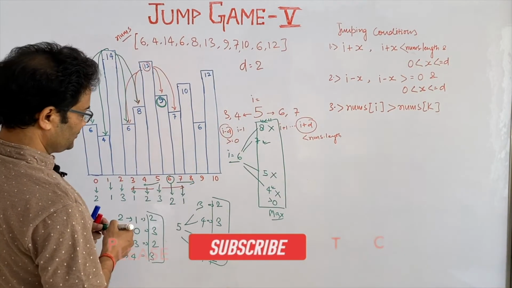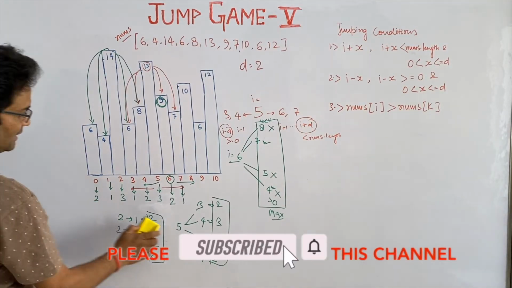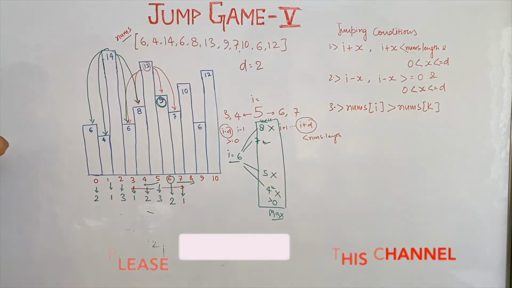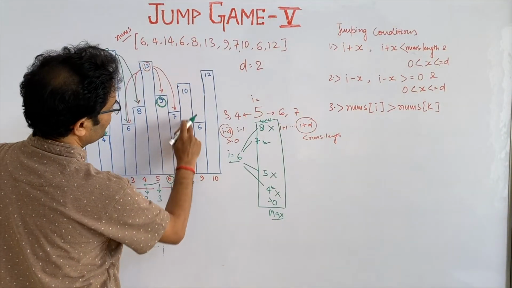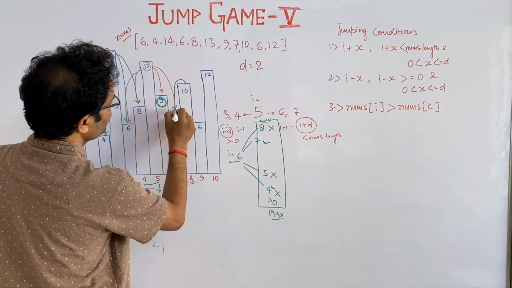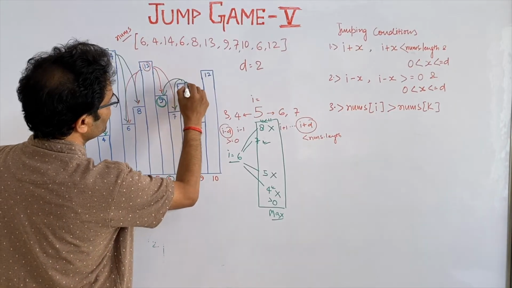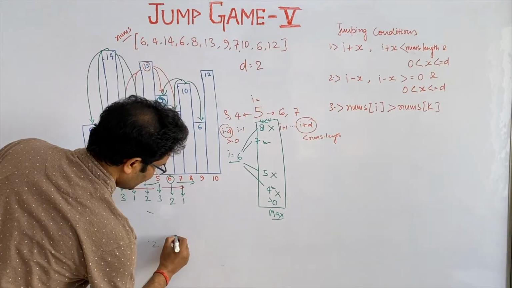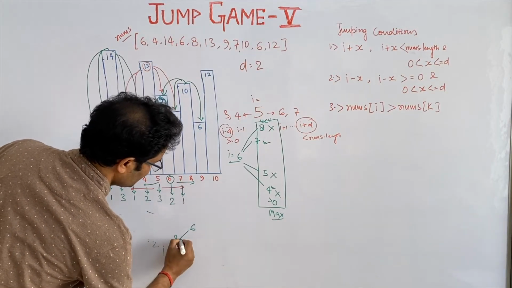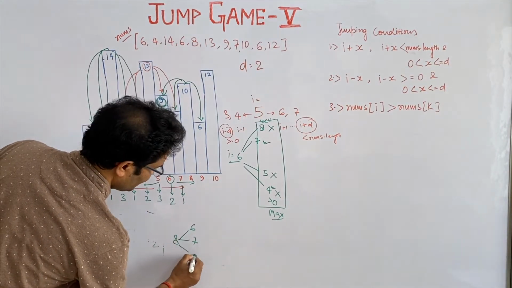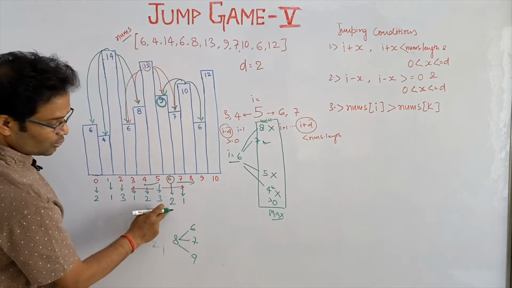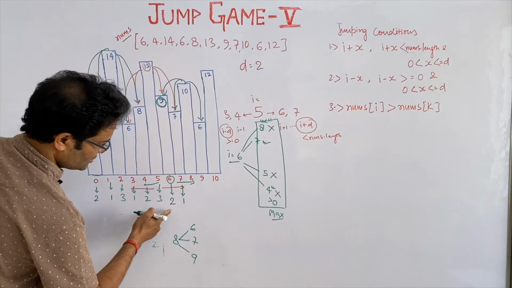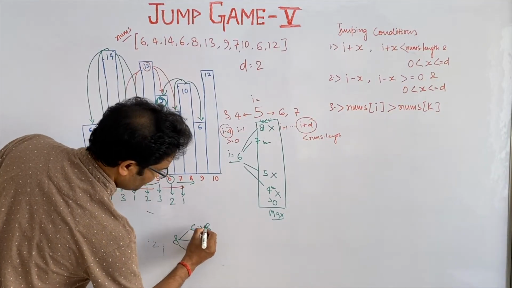Come to the 8. So if you take the 8, see from 8 how many jumps you can do. So from 8 you can jump this building, you can jump this building, you can jump this building, right? So from 8th index, you can jump 6, you can jump 7, and you can jump 9. What is the 6th value? 2. 8 is 1 value and 6, 1 plus 2 is equal to 3 buildings you can jump.